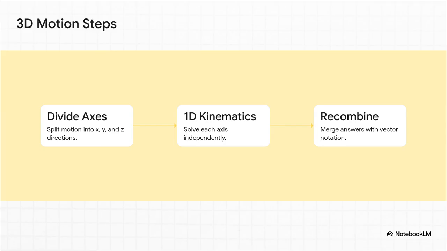Here's the simple 3-step procedure to conquer complex spatial motion. First, you divide the movement into those mutually perpendicular x, y, and z axes. Second, you treat them like completely separate universes. Apply your 1D kinematics and calculus to each axis completely independently. The motion in the x direction has absolutely no impact on the gravity in the y direction. Finally, once you have your answers for each, you recombine them using vector notation to get the full 3D picture.